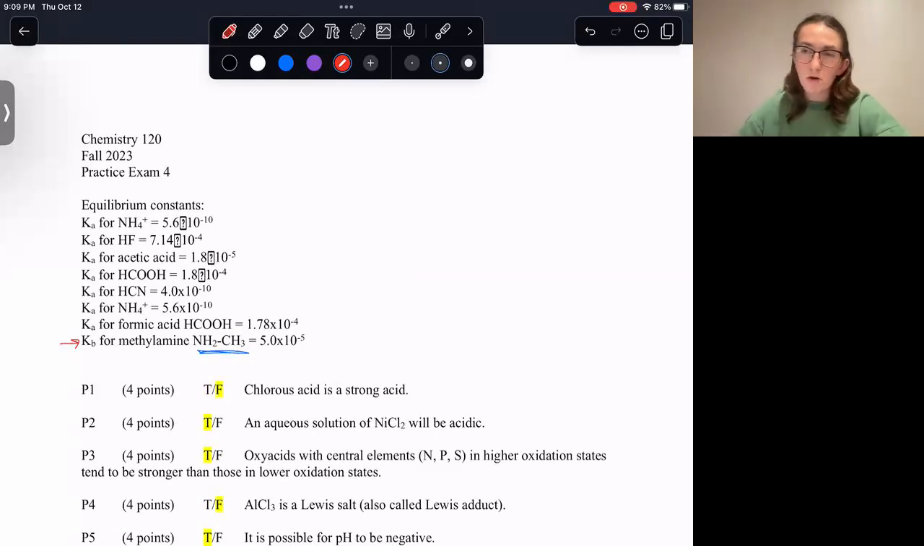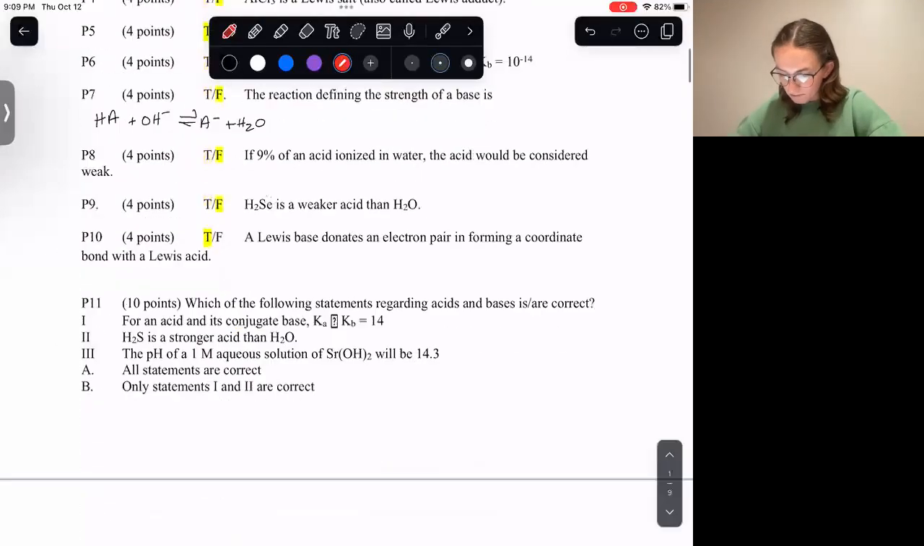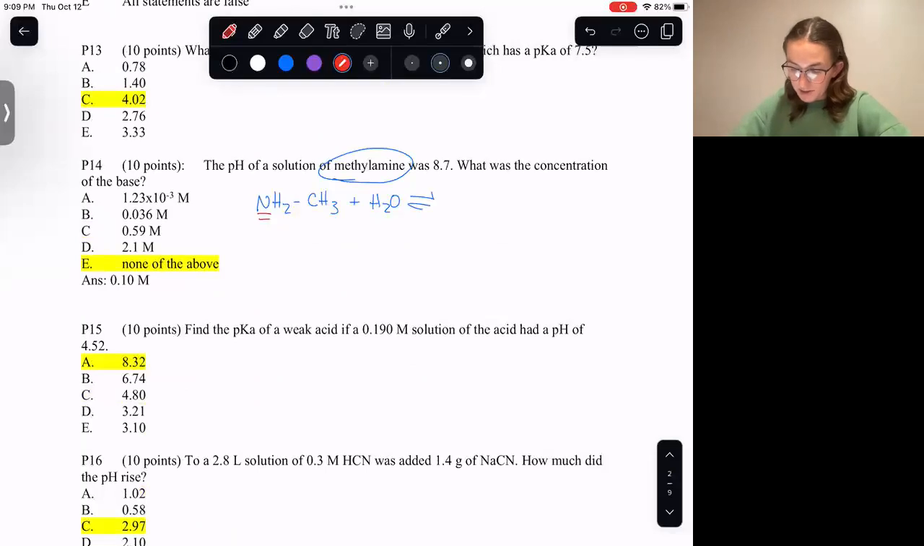talking about a base. They're most likely going to give you the Ka or Kb, depending on if it's most likely going to be an acid or most likely going to be a base. And so here it's acting as the Kb or the dissociation of the base. So that's why it's going to act as a base here. So in that context, we're going to form NH3 plus CH3 and OH minus.